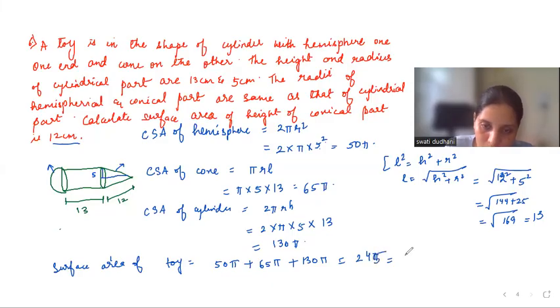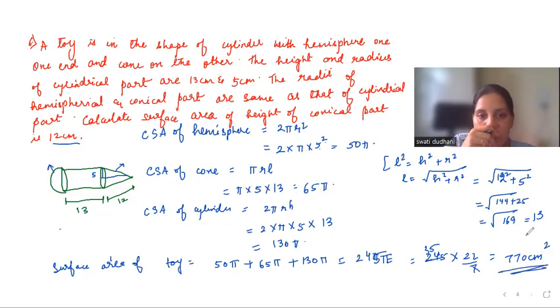Okay, 245 pi. So 245 into pi, which is 22 by 7. 7 threes are 21, 7 fives are 35. So 35 into 22 is 770 centimeters squared. So this is the surface area of the whole solid, the whole toy.